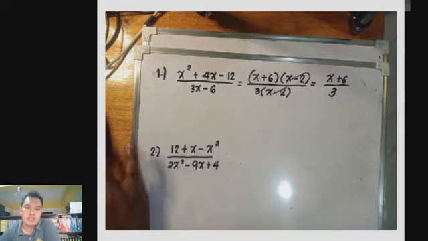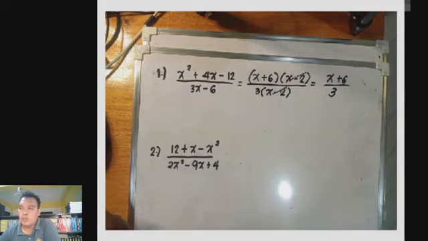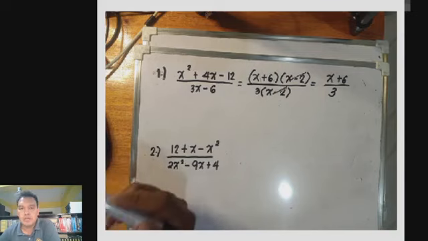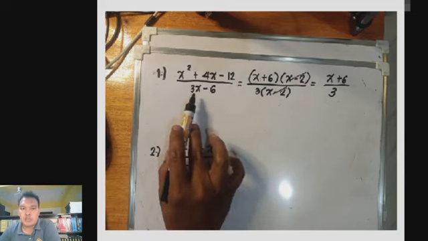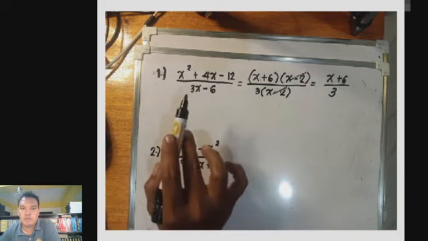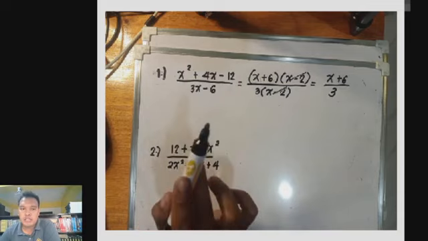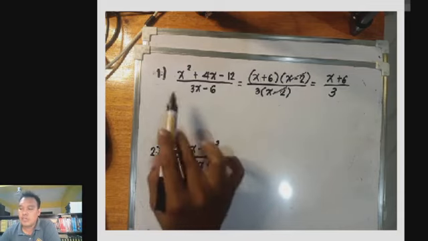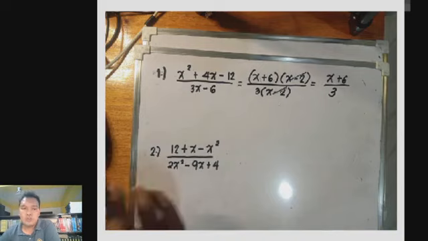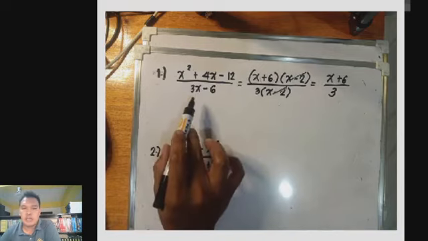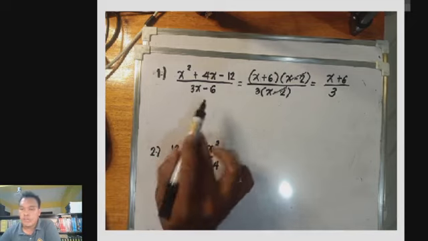Then, sabi dun sa explanation kanina, we need to exclude the value of the domain, or the value of x that makes our denominator 0. So, we have x dito, kumbaga yung exponent niya is 1. No? So, if we have one value of x to be excluded dito sa rational expression natin, ano yung value ng x na it could make our denominator 0?